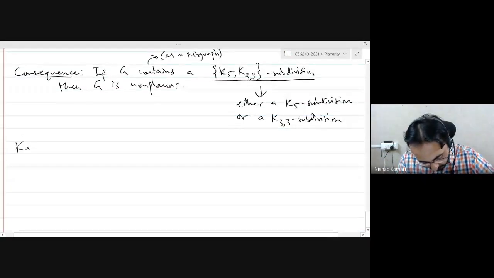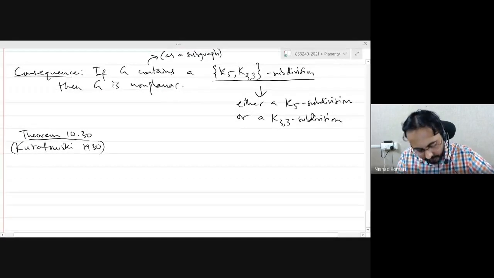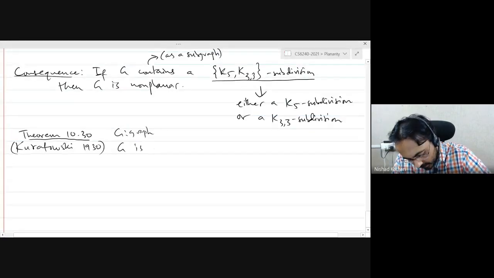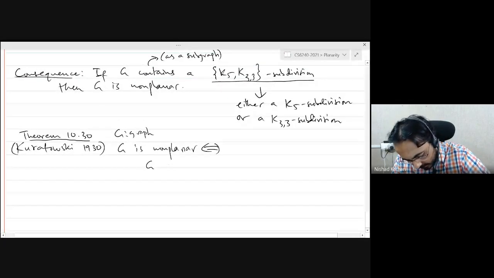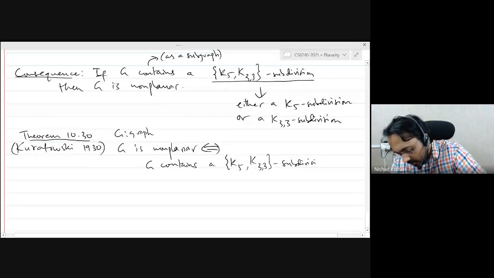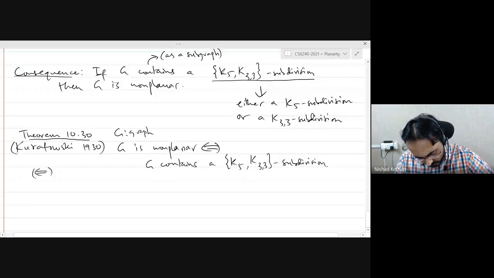So that is theorem 10.30 in the text. This is by Kuratowski in 1930. And he showed that if G is any graph, then G is non-planar if and only if G contains either a K5 subdivision or a K33 subdivision. Right? So what we have done so far is we have proved the converse direction. If the graph contains one of these, then it is non-planar. So this is essentially easy. And this is the non-trivial direction.